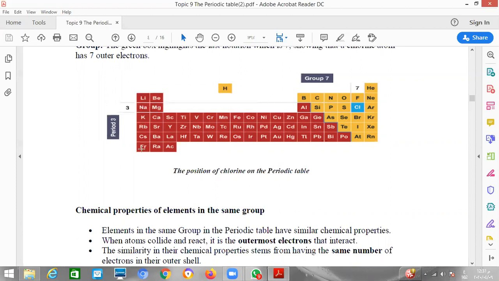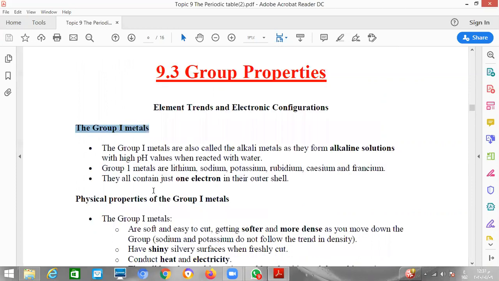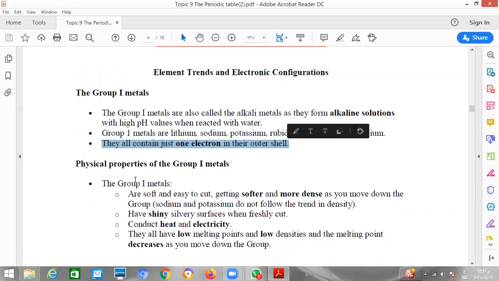Alkali metals, group number 1 or 2? One. Excellent. They all contain just 1 electron in their outermost shell.